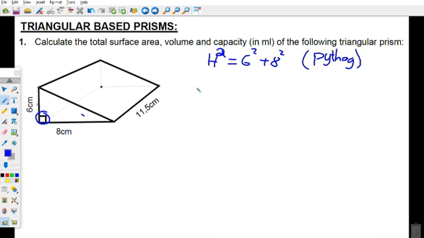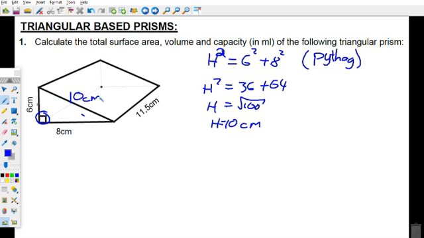So let's have a look. My hypotenuse squared is equal to 36 plus 64. So my h is equal to root 100. So then what is it going to be? 10 what? Centimeters. Yes, that unit is important with this section. So it's going to be 10 centimeters. Okay, so we have our height and my base.